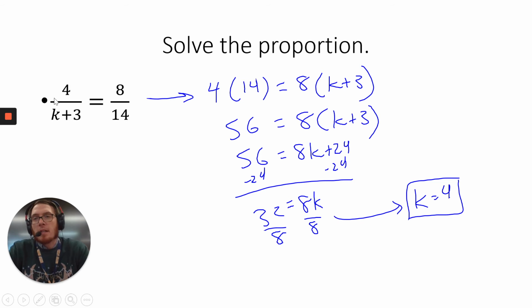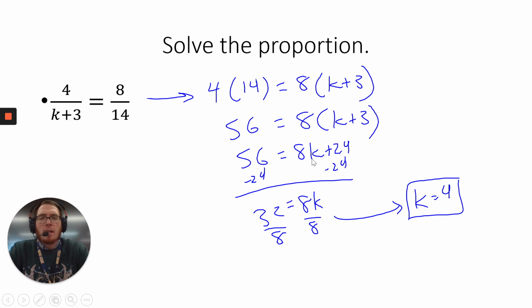Okay, the next one, same thing. Excuse me, 4 times 14 is 56. 8 times k plus 3. Now notice k plus 3 is in parentheses here. This should look like a distributing idea. You could also divide the 8 out right away. I am assuming that most of you are going to distribute, so that's the work that I had shown here. So that'd be 8k plus 24.